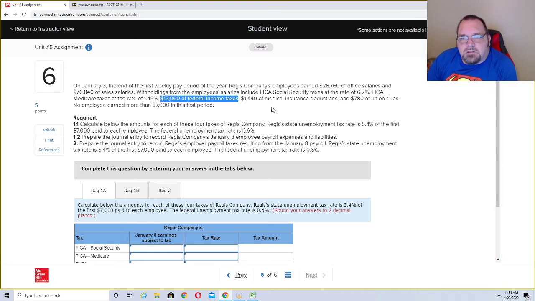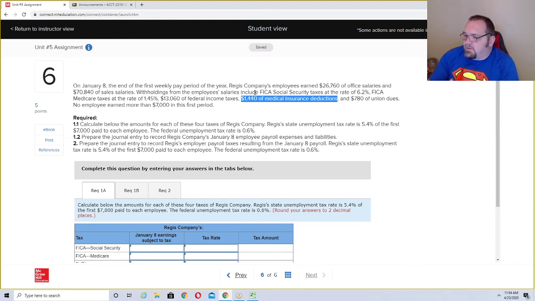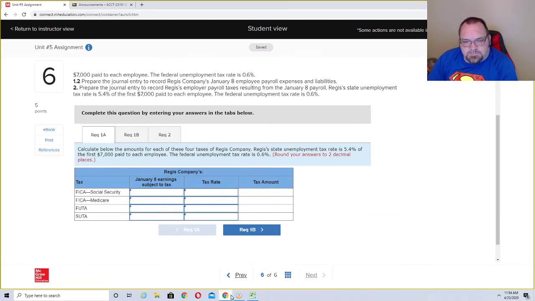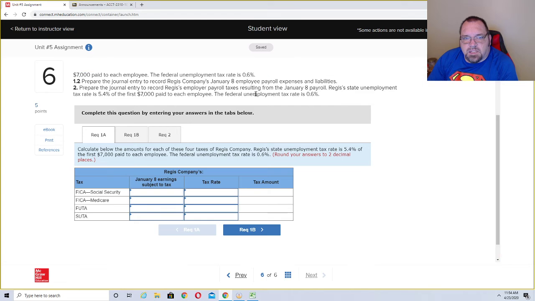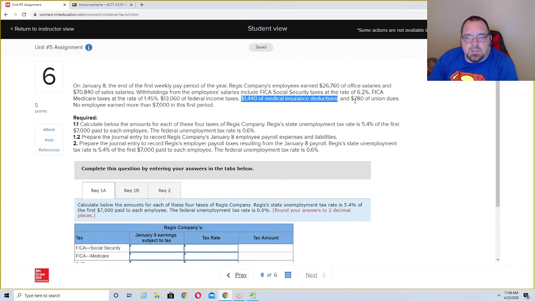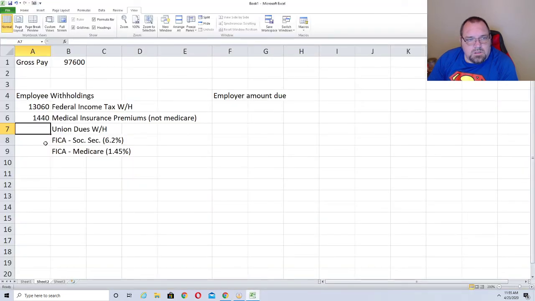This medical insurance deduction is not Medicare. That's separate, up here at the 1.45%. This is some other medical insurance withholding, where maybe you have a vision plan or a dental plan that's not covered by the employer. So that'll be the $1,440. We also have some union dues, that was in here. $780 union dues.